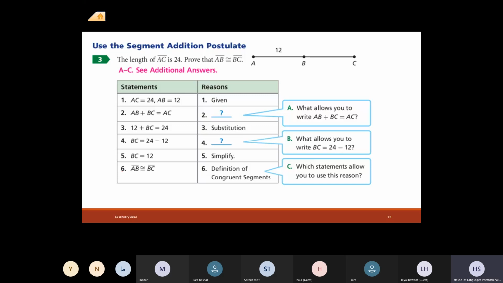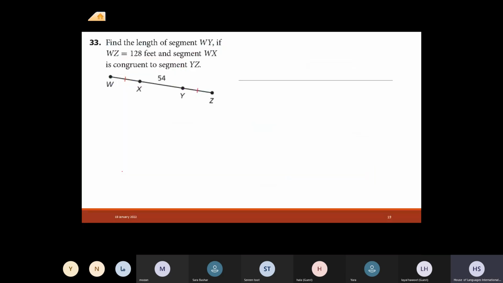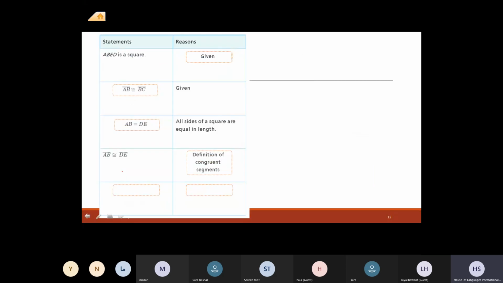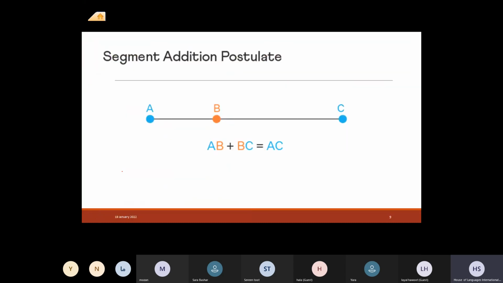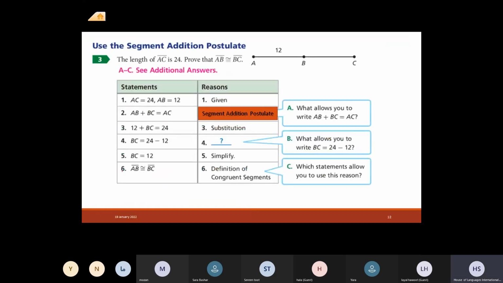The second one: before, you said AB plus BC equals AC. Why does the length of AB plus the length of BC equal the length of AC? Which postulate do they use? Segment addition postulate. Good job. Because of the segment addition postulate.